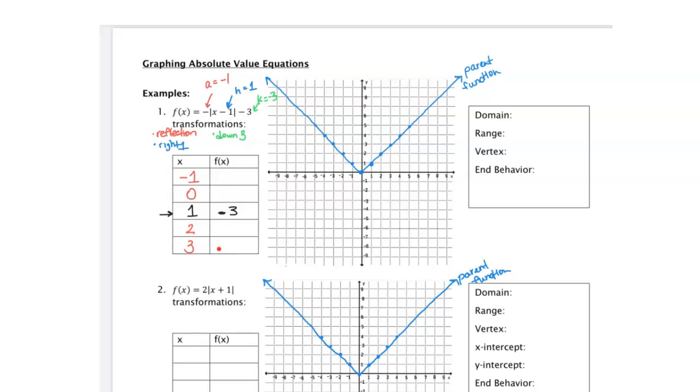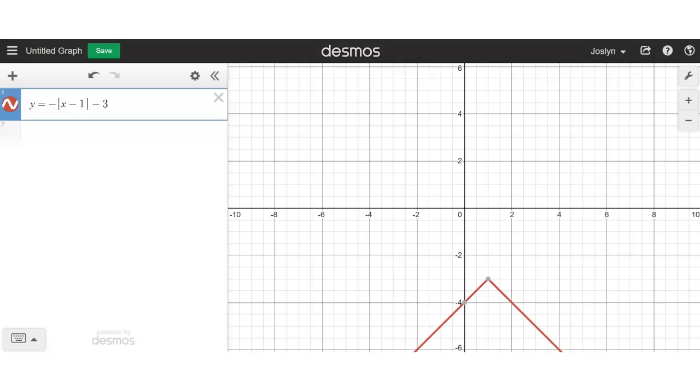We are now going to use Desmos.com in order to come up with the rest of our values for our function, simply so that we are limiting the amount of work that we're doing by hand. To continue with our graphing of our absolute value function, we're going to use Desmos.com so that we can come up with a table of values.